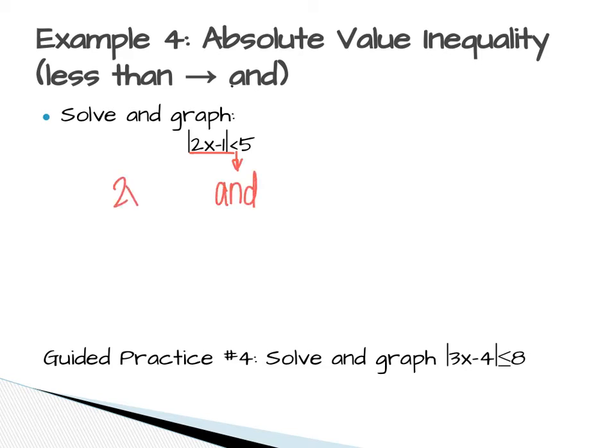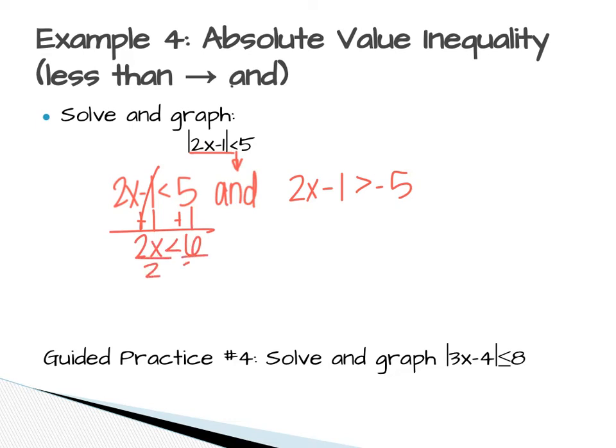So you're going to do 2x minus 1 less than 5, and then when you change the 5 here to a negative, like you've been doing, you have to turn your inequality around. So we're going to do 2x minus 1 greater than negative 5. Now we just solve it. So we add 1, and we get 2x less than 6. Divide both sides by 2, so x is less than 3.